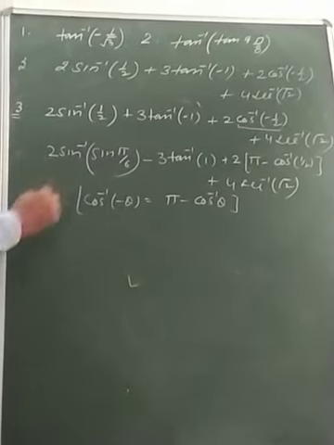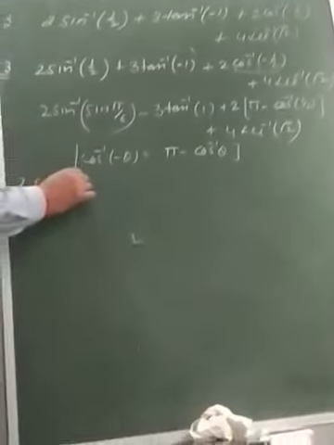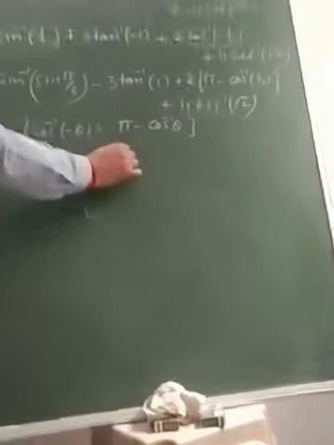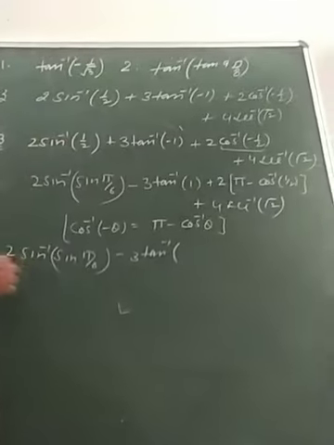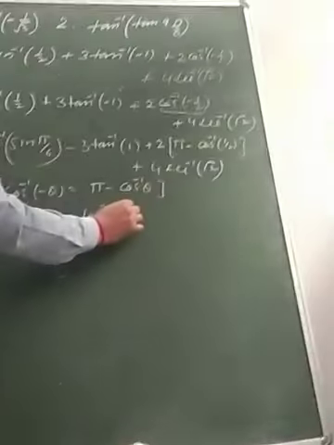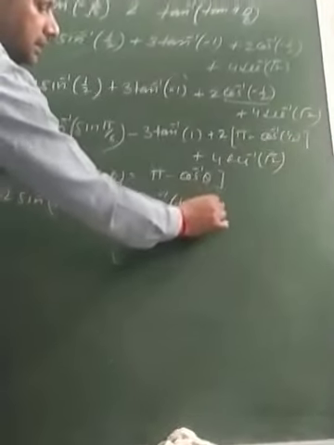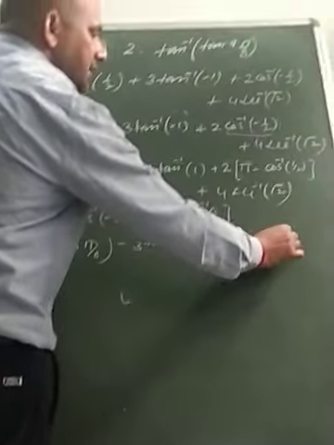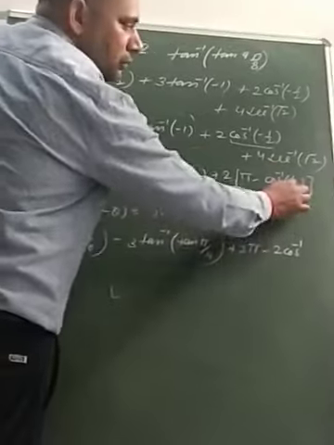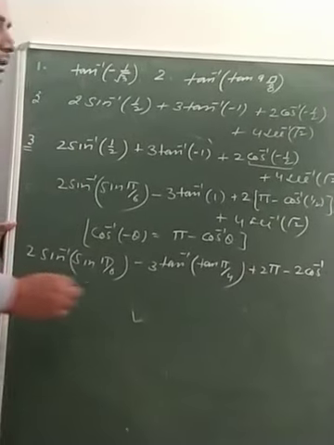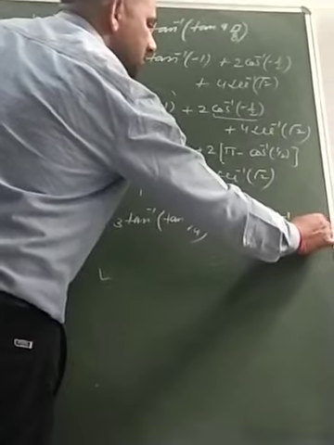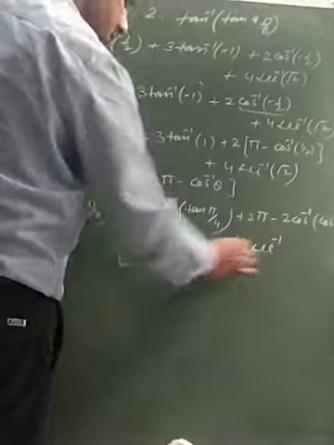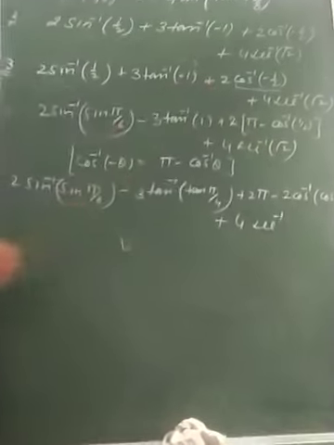Okay, the next step: 2 sine inverse sine pi by 6 minus 3 tan inverse 1. So where is tangent theta equal to 1? Pi by 4. Tangent pi by 4, plus 2 pi minus 2 cos inverse 1 by 2. Where is cos 1 by 2? Cos pi by 3. Cos pi by 3 plus 4 secant inverse under root 2. So where is secant under root 2?